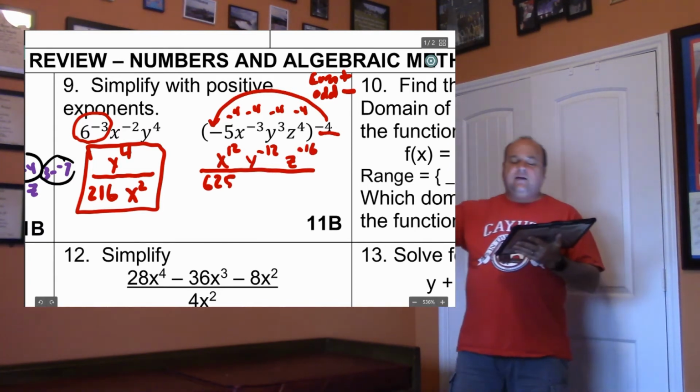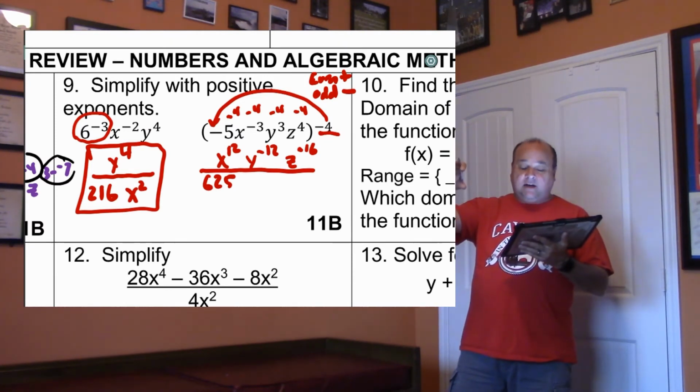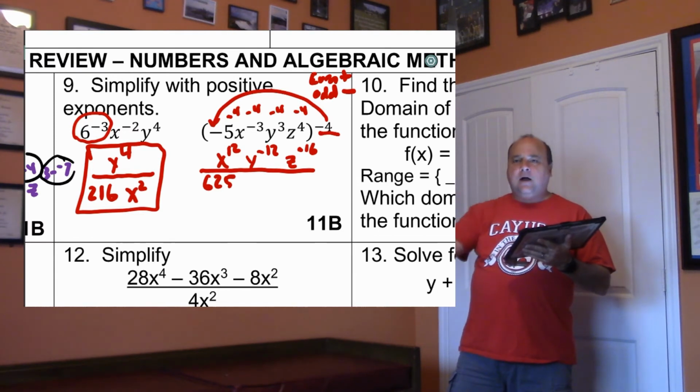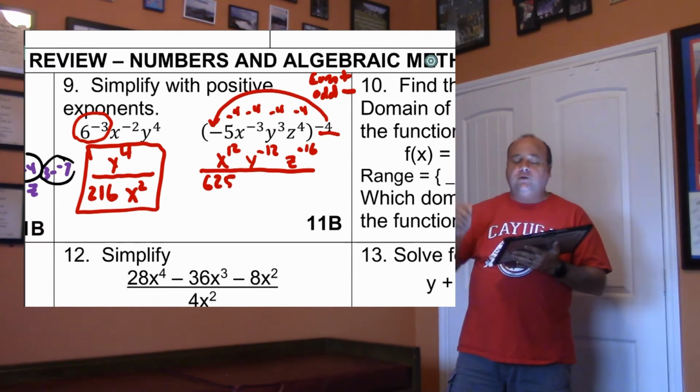Okay, so my 625 is on the bottom. I have x to the 12, y to the negative 12, z to the negative 16. So now all I've got to do is move my negative exponents to the bottom, don't I?